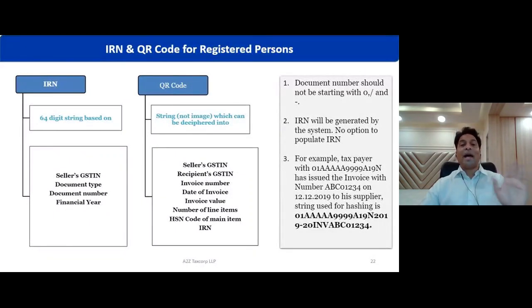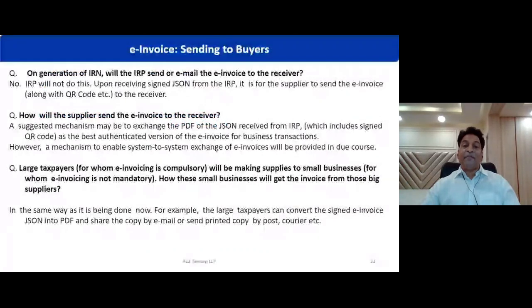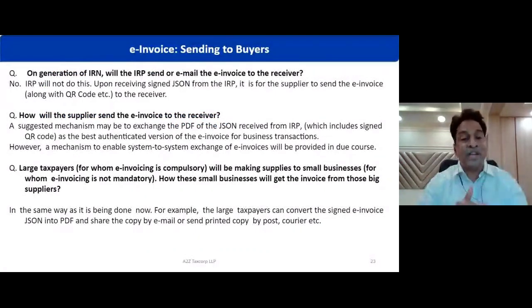You need not require to. It would be generated by IRP. A taxpayer with this kind of GST number and invoice with number ABC, how it would be, is the example of a 64-digit alphanumeric hash for IRN being demonstrated here. Coming to the e-invoice sending to the buyer, some provision.